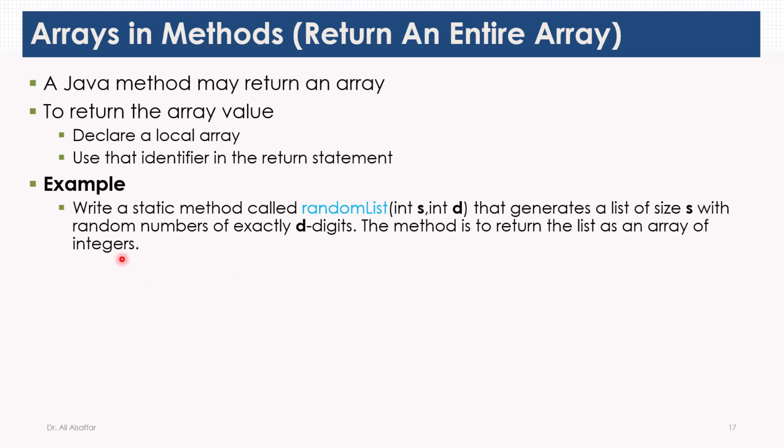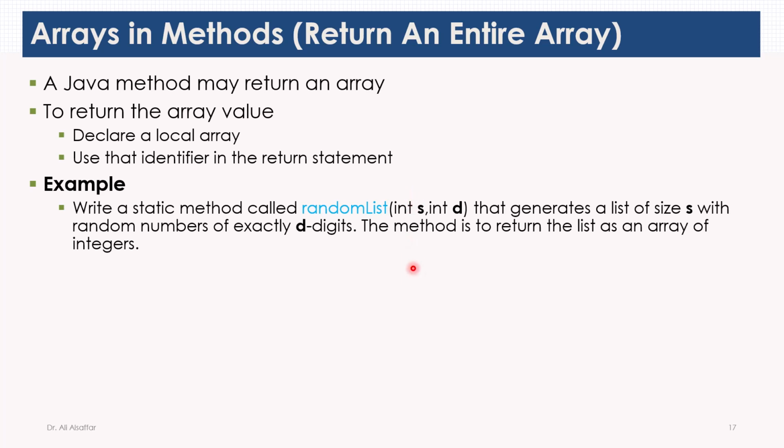It says here, write a static method called randomList with two integer parameters s and d that generates a list of size s with random numbers of exactly d digits. The method is to return the list as an array of integers. So basically this method will generate random numbers. These numbers are of exactly d digits, and d is input as a parameter to the method, and the number of integers is equal to s.